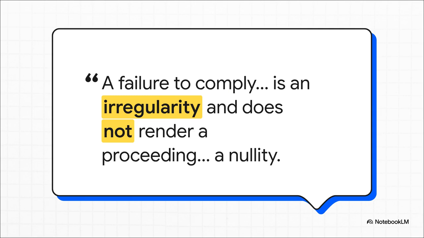And here it is. This is the exact wording from Rule 371, Subrule 1. You need to burn this into your memory for the exam. A failure to comply is an irregularity and does not render a proceeding a nullity. This sentence right here is the foundation of your entire argument when you've messed up.